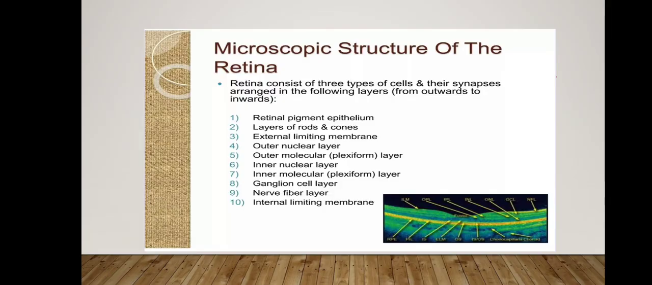The first layer is retinal pigmented epithelium, layer of rods and cones, external limiting membrane, outer nuclear layer, outer molecular or plexiform layer, inner nuclear layer, inner molecular or plexiform layer, the ganglion cell layer, nerve fiber layer, and the internal limiting membrane.